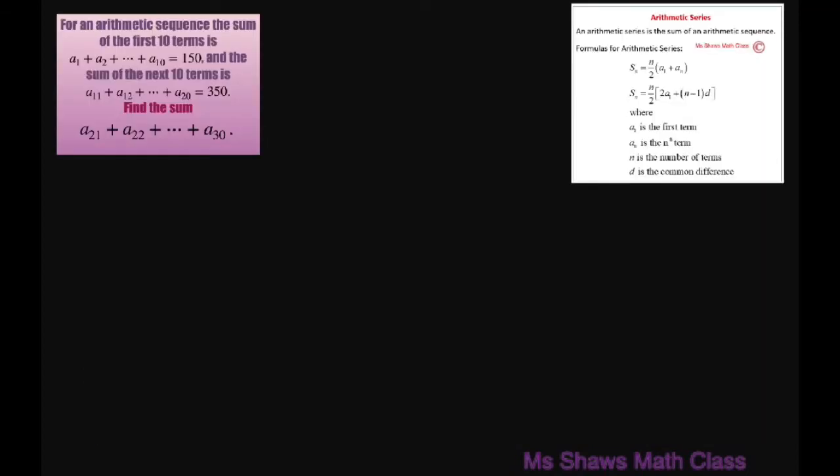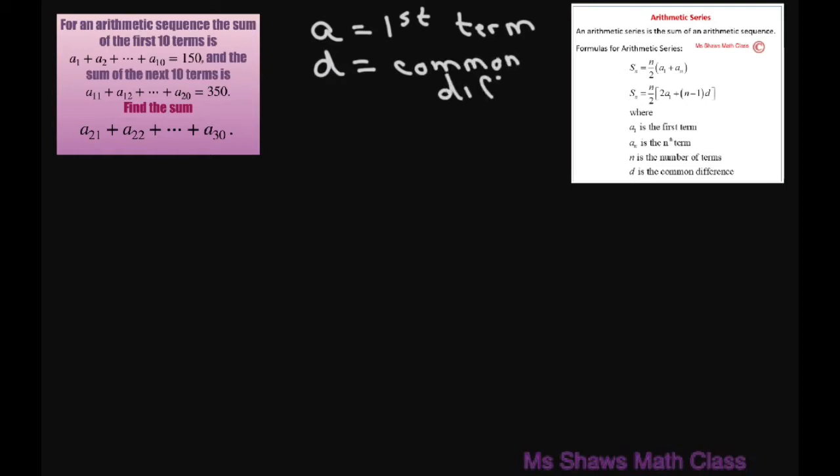All right, so basically let's let a be the first term, and d be the common difference. And let's break this up a little bit. So for the first 10 terms, we have the sum of the first 10 terms, and that's going to be a sub 1 plus a sub 2 plus dot dot dot plus a sub 10.